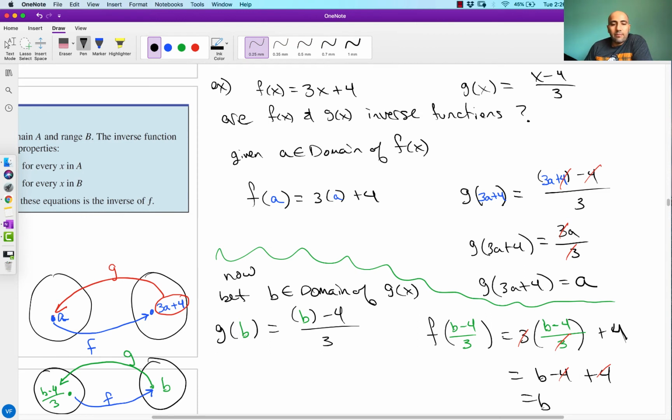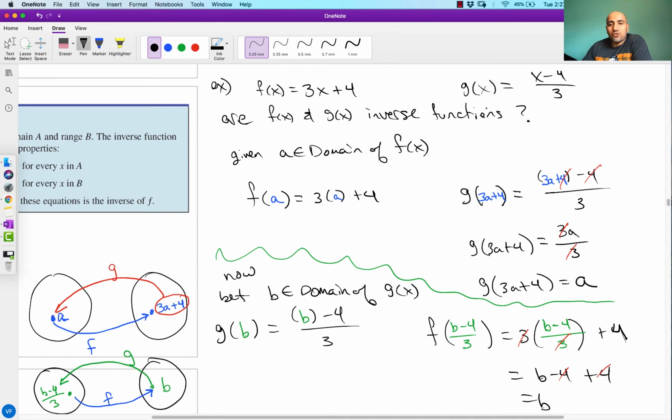So what I've accomplished is that I started with b in the domain of g. The first thing I did was to start with something in the domain of g, and I plugged it into g. That led me to this, and then I took that whole thing and plugged it into the f function, and it brought me back to b. So I've shown that in both directions I have a round trip. In both cases, these two operations undo each other. So by this description, I have proven that g of x and f of x are inverses of each other.